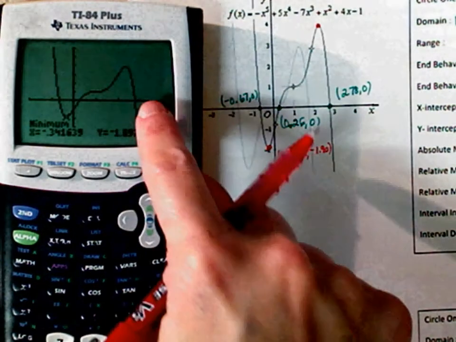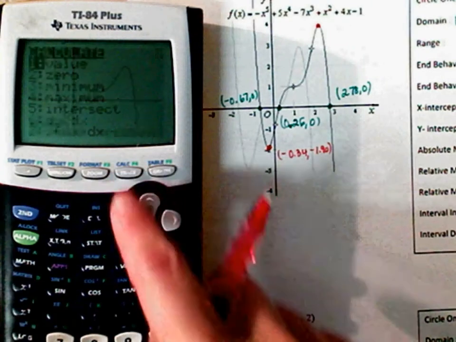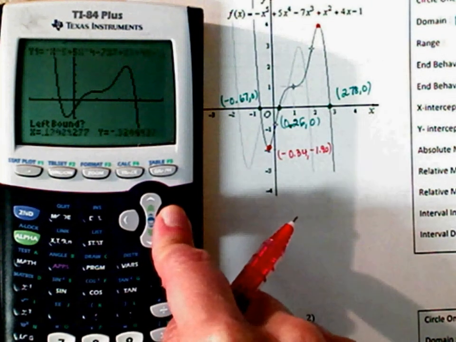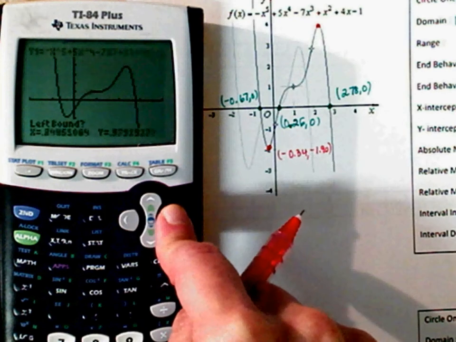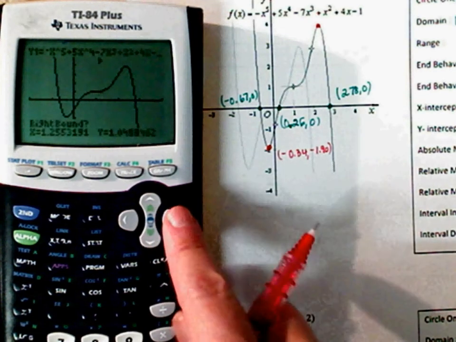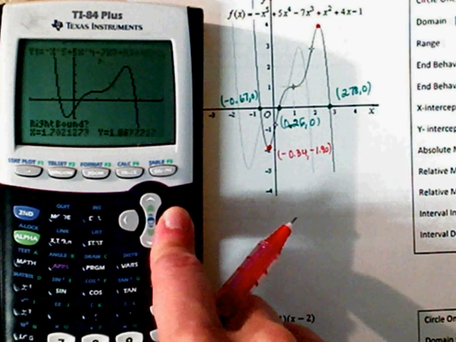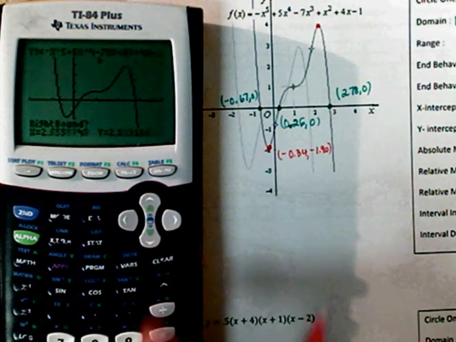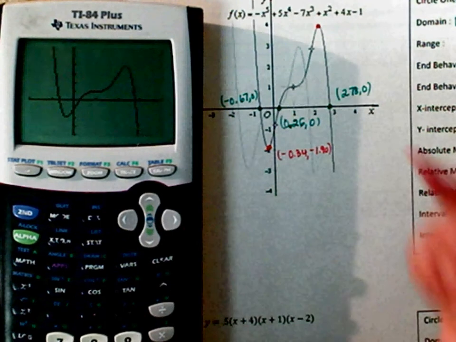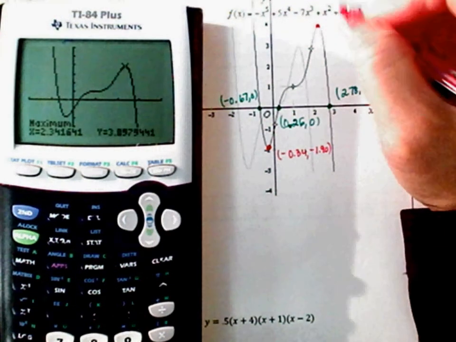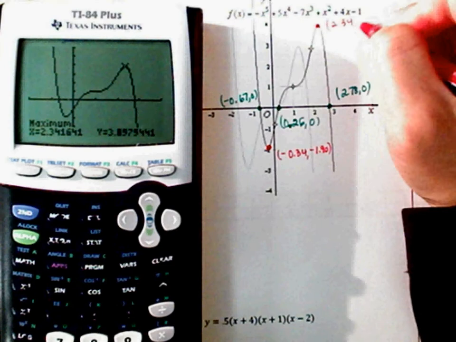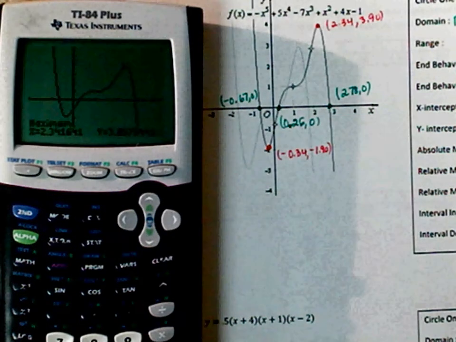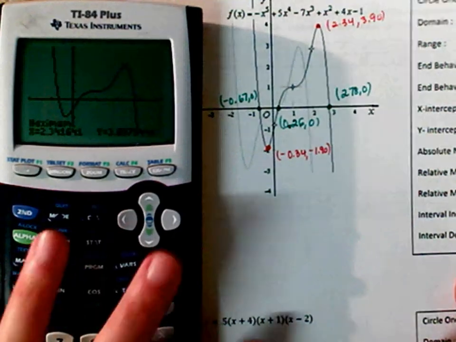Let's go find our maximum. Second calc, maximum is number 4. I'm going to scroll all the way over. Enter, go to the right of the curve, anywhere to the right of the curve, enter, and it's going to tell you what this is. So what is my maximum? 2.34, comma, 3.90. All right. Now you have found all those points. Filling in the characteristics will be very easy.